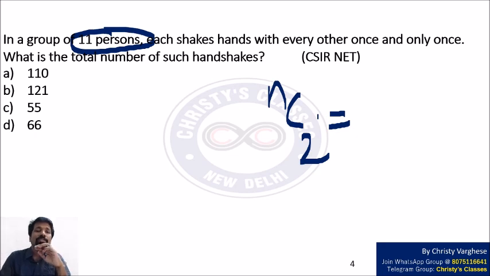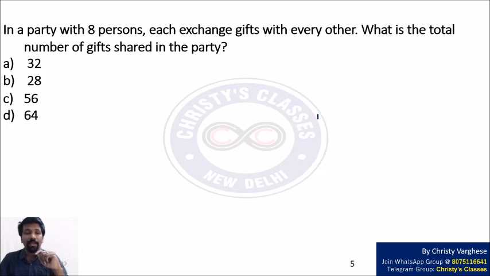When order does not matter, that is why we are using combination. When order does matter, you have to use permutation obviously. But without permutation, how to do it, I will explain. Anyway, try the next question. All of you try the next question.